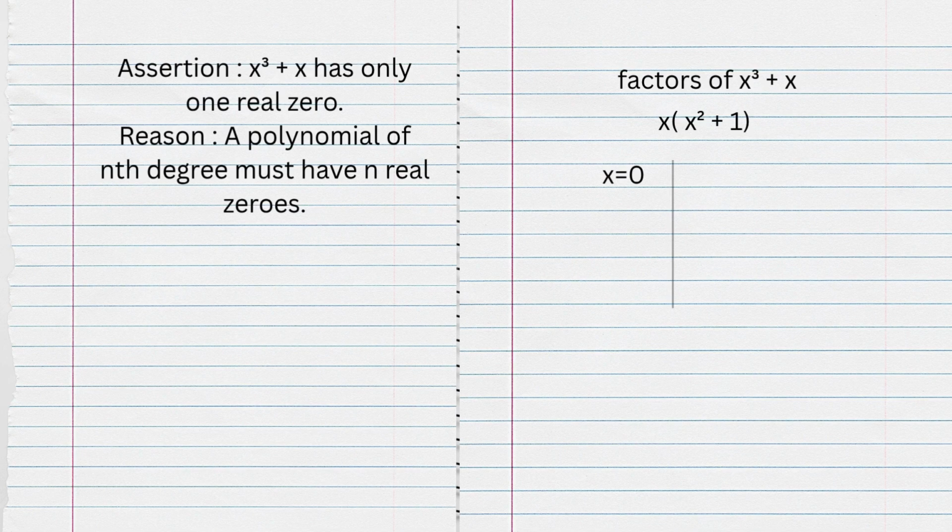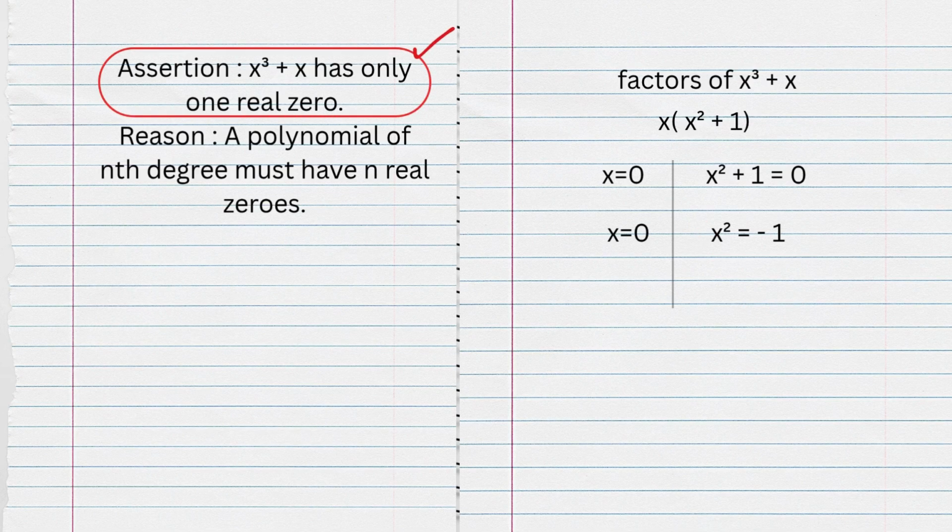Now setting each factor to 0, we get x equals 0 or x squared plus 1 equals 0. So x equals 0 or x squared equals negative 1. Since the square of every real number is greater than or equal to 0, we can say that x squared plus 1 has no real zero. So the assertion is correct.